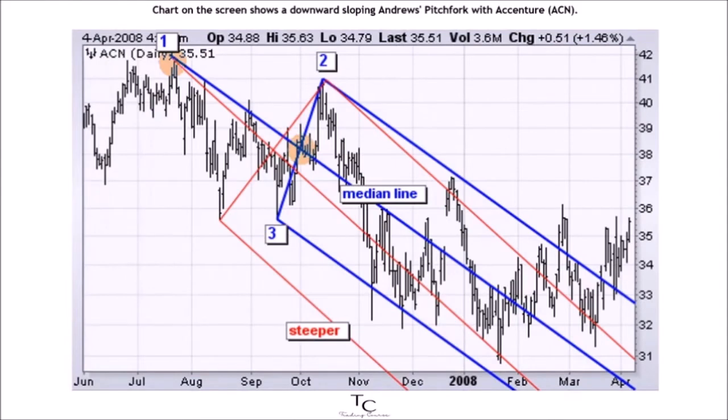Chart on the screen shows a downward sloping Andrews Pitchfork with Accenture, ACN. The blue median line starts at point 1 and bisects the line between points 2 and 3. The outside trend lines are parallel and equidistant from the median line. For slope reference, the red pitchfork uses the August low as point 3, which makes the median line steeper.